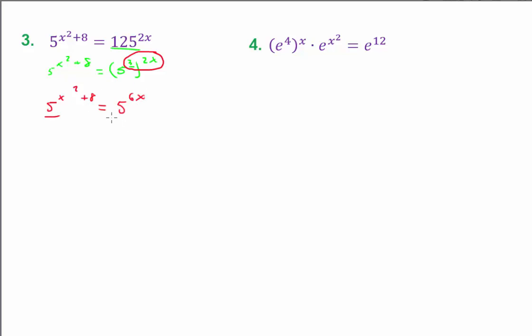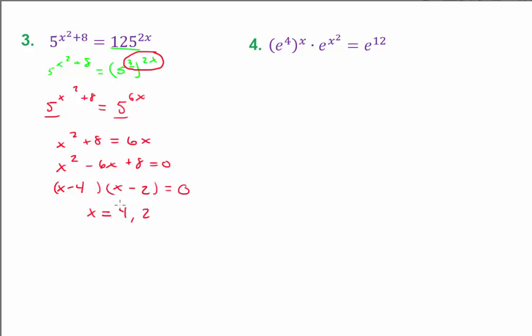Well, now I have the same base, so I can now set the exponents equal to each other. So x squared plus 8 is equal to 6x. And I can solve this quadratic. So I'll have x squared minus 6x plus 8 is equal to 0. Remember, with a quadratic, we have to set it equal to 0. We know that quadratics can be solved by factoring, by completing the square, or even the quadratic formula. I choose to factor, and the factors happen to be x minus 4 and x minus 2, which results in x equals 4 and x equals positive 2.